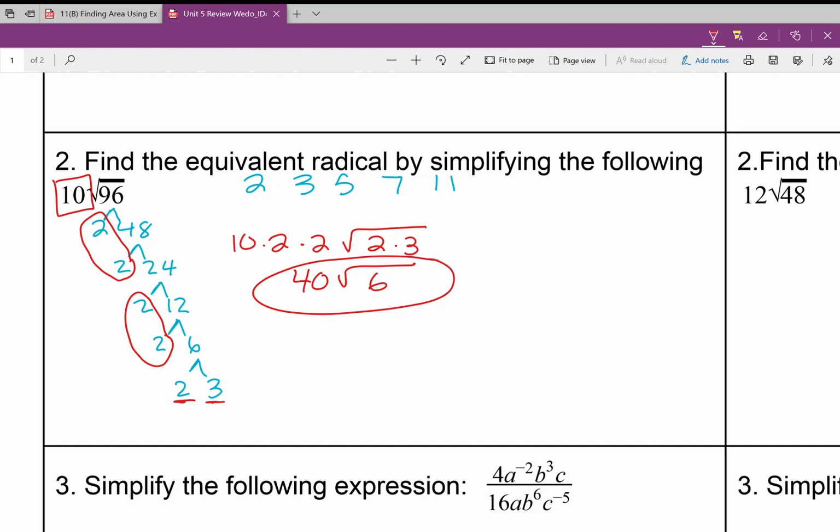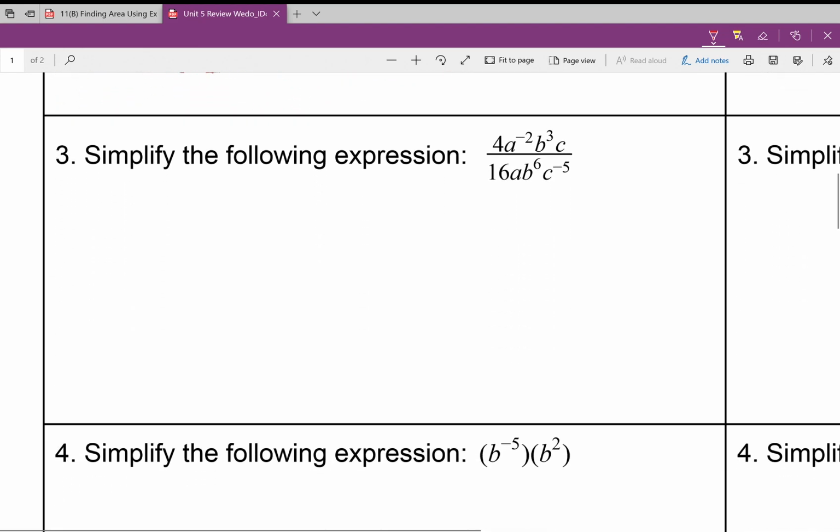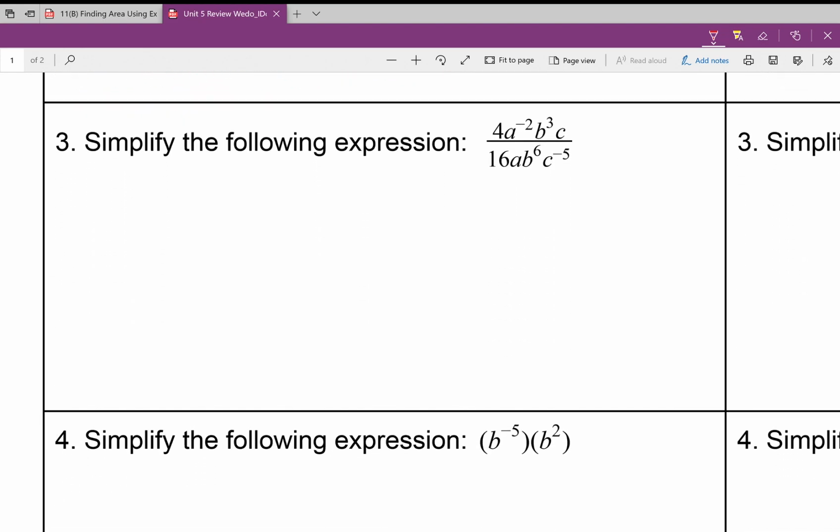Okay, let's look at number 3. Number 3 says simplify the following expression. So we have 4a to the negative 2, b to the 3, c, divided by 16a, b to the 6, c to the negative 5. So first we have to simplify our coefficients. So we have 4 divided by 16. If we type that into our calculator, that becomes 1 over 4.